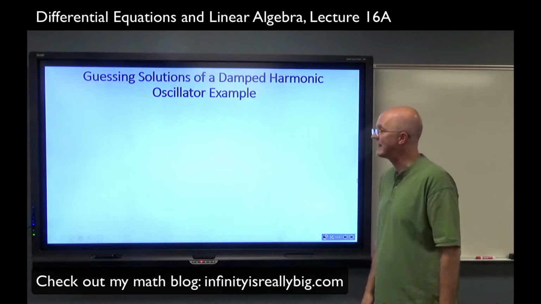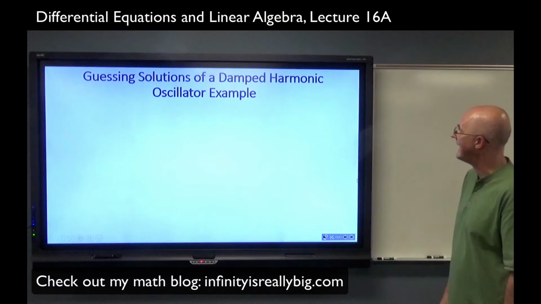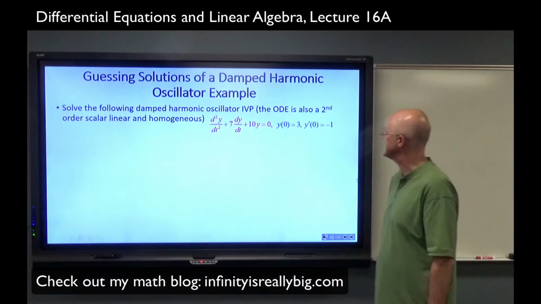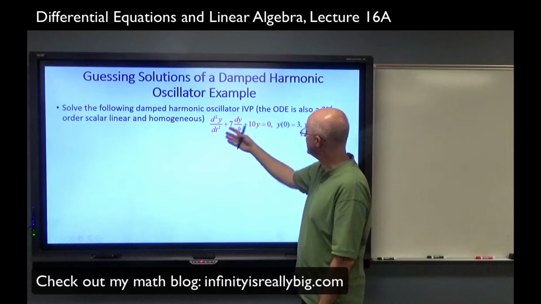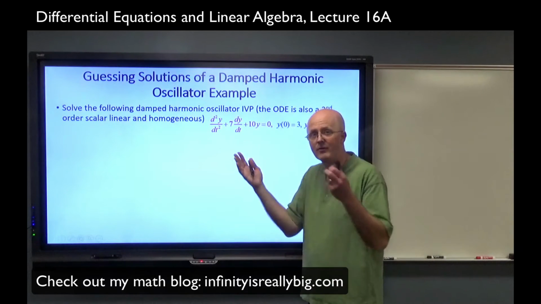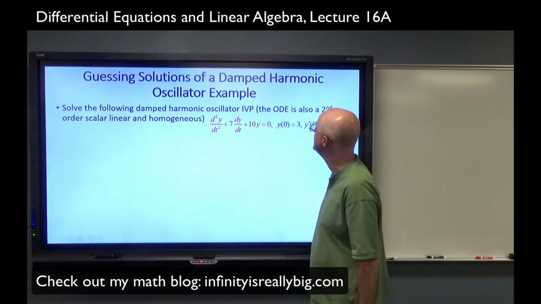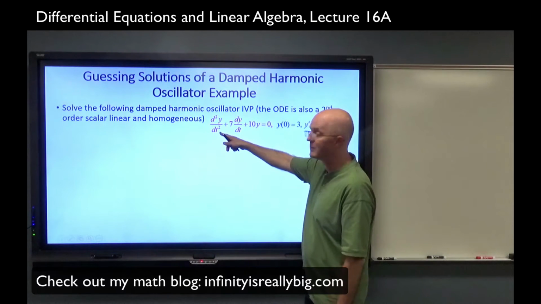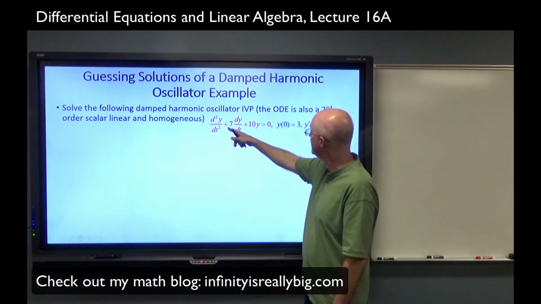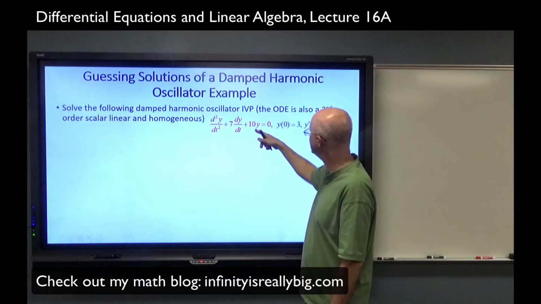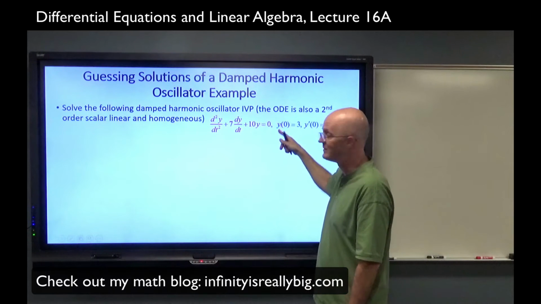All right, so let's look at our example of a damped harmonic oscillator. We have a particular damped harmonic oscillator equation that's modeling the motion, say, of a mass on a spring, though of course there are other harmonic oscillators, as I've mentioned before, like electrical. The second derivative of the position with respect to time, which is the acceleration, plus 7 times dy/dt, which is the velocity, plus 10 times the position itself, equals 0.